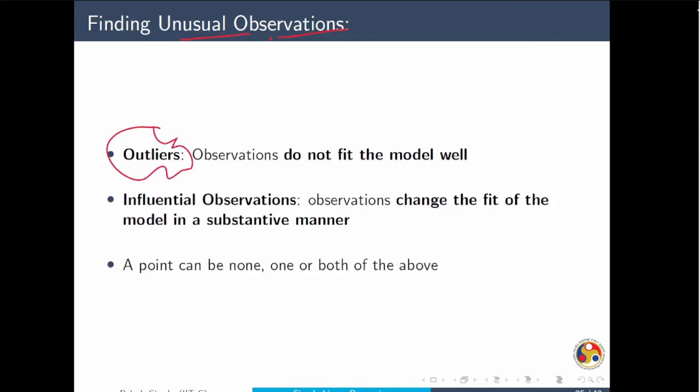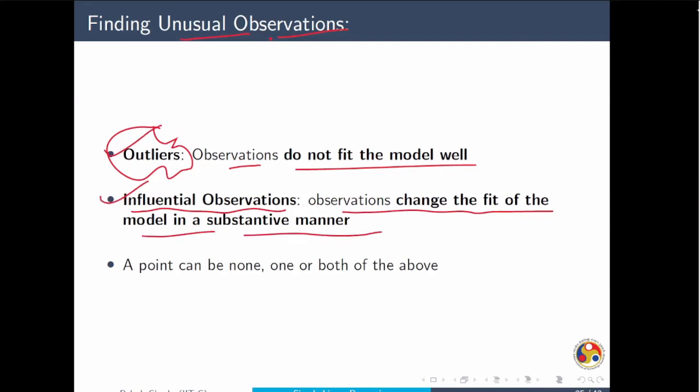An outlier means an observation that does not fit the model well, and there is a concept called influential observation, which changes the fit of the model in a substantive manner. So this is the outlier and this is the influential observation. A point can be none, one, or both.